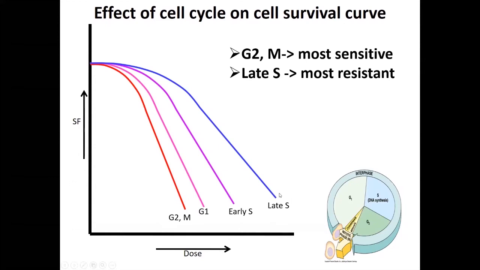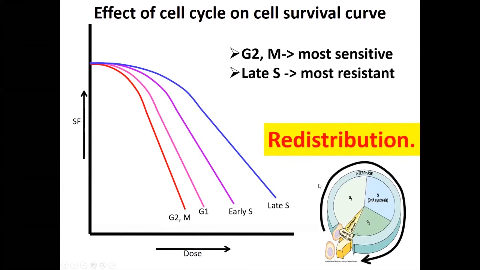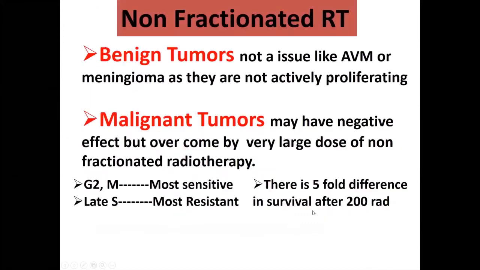But we also know that during fractionated radiotherapy, cells which are in the resistant phase will move to the sensitive phase and become sensitive and will be killed, and this is called redistribution. What happens in non-fractionated radiotherapy? Because you are delivering in a single fraction, there is no question of redistribution. So how does it affect tumor cell kill?